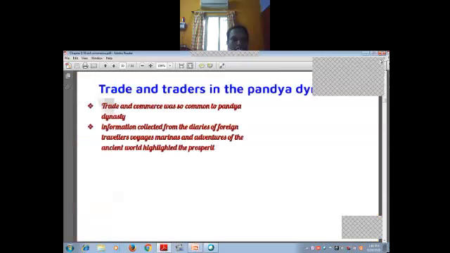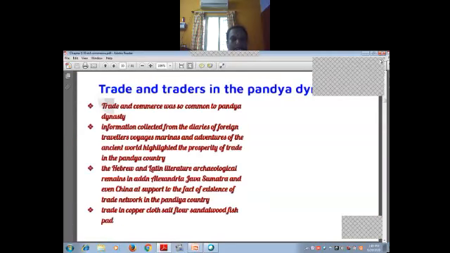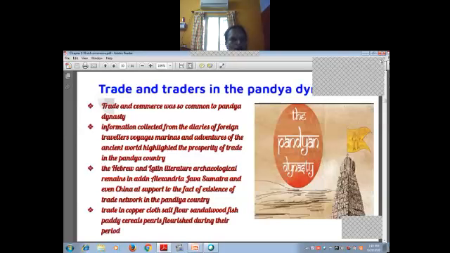Okay, so trade and traders in the Pandya dynasty. Trade and commerce were very common in the Pandya dynasty. Information collected from the diaries of foreign travelers, voyages, mariners, and adventures of the ancient world highlighted the prosperity of trade in the Pandya dynasty. The Hebrew and Latin literature, archaeological remains in Aden, Alexandria, Java, Sumatra, and even China support the fact of existence of a trade network in the Pandya country. Trade in copper, cloth, salt, flour, sandalwood, fish, paddy, cereals, and pearls flourished during their period.